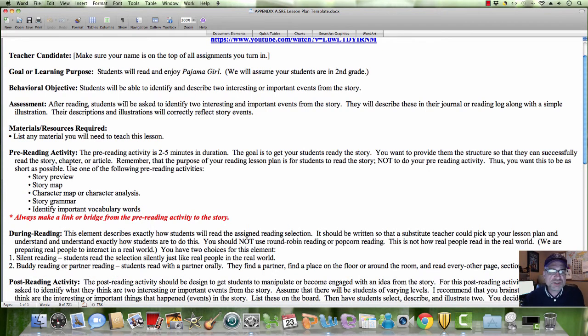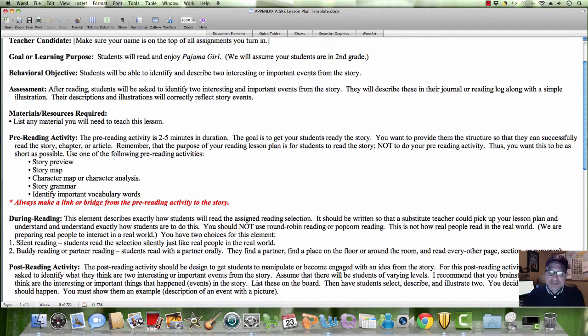Materials, resources, you will have to put in stuff here depending on what you do for your pre-reading activity, all right? You'll have to describe the pre-reading activity. Now, the purpose of this is to get them ready to read the story so they can read it by themselves and then get out of the way, 2 to 5 minutes in duration. Provide them the structure so they can successfully read. And I have 5 possibilities there.